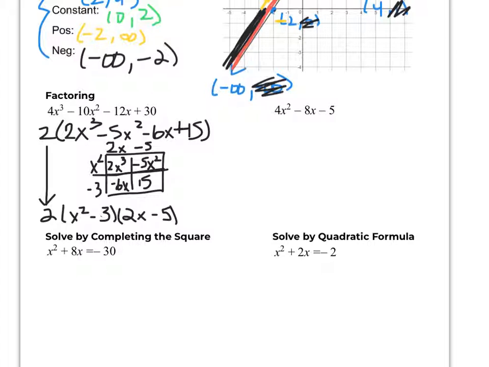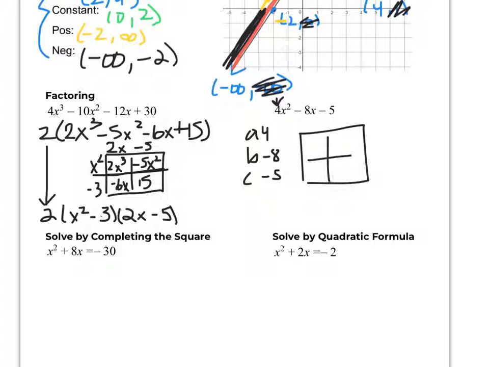Y'all are really tempted with this next one to just do the x and call it a day. But when I have something in front of the x squared, and it's not a GCF, then that means I need to do x box. So that was where we said a is 4, b is negative 8, c is negative 5. First term, first box.